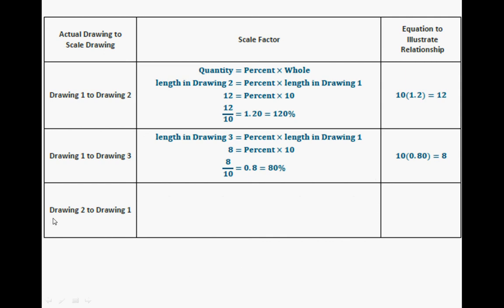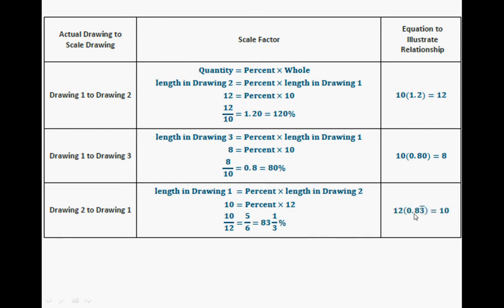All right, now going from drawing 2 to drawing 1, that means the length in drawing 1, the quantity, is equal to percent times the whole, because the whole is now drawing 2. So 10 is equal to percent times 12, and when we solve that, we get 83 1/3%. To check that, and I'm not really happy with the fact that they're using a repeating decimal, I would keep it as 5/6. 12 times 5/6 would give you 10. All right, continuing on, drawing 2 to drawing 3.